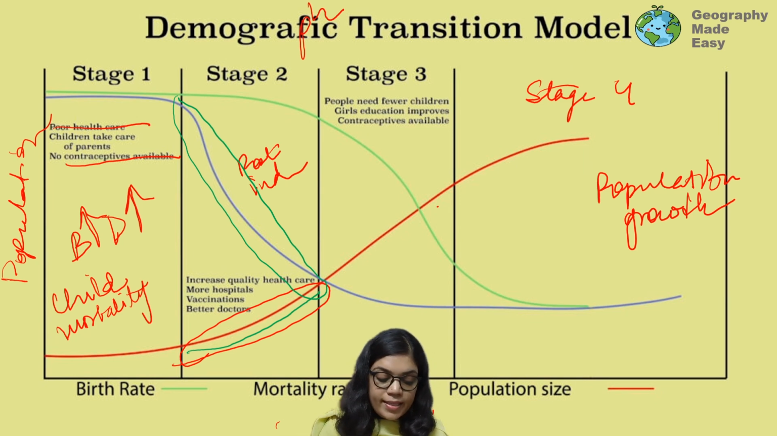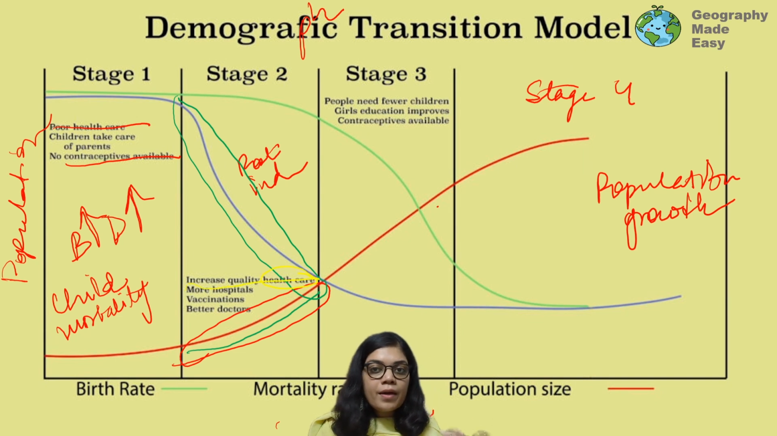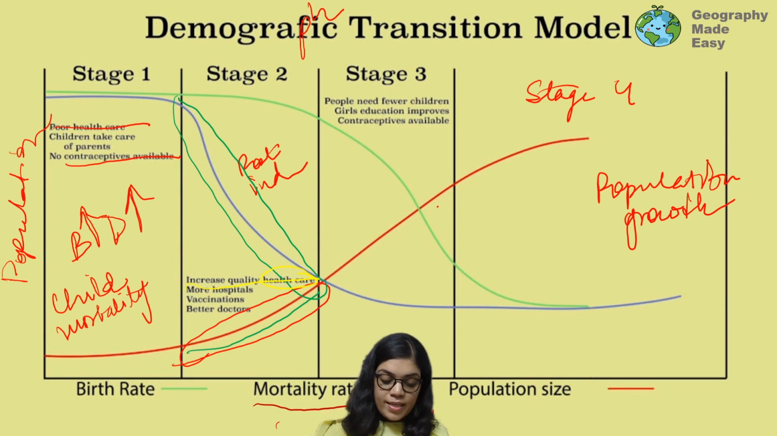So here we see that healthcare infrastructure has increased, and this has a huge impact on the reduction of mortality in this second stage. But the birth rate is still high because people still tend to have more children, because that has become a cultural aspect for this kind of population. In the third stage, we see that the growth rate is still high, but it has stabilized.